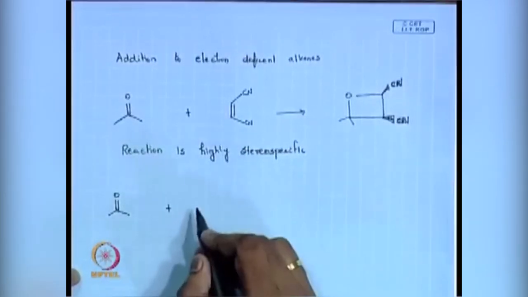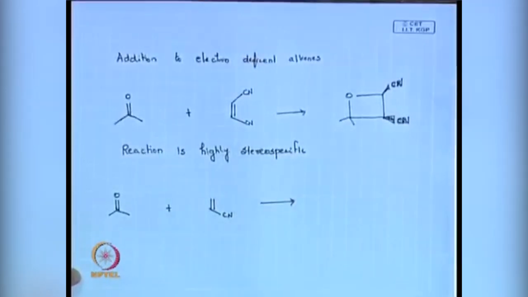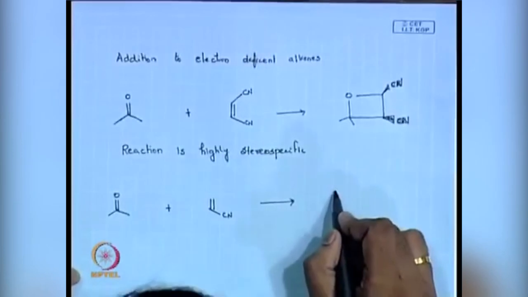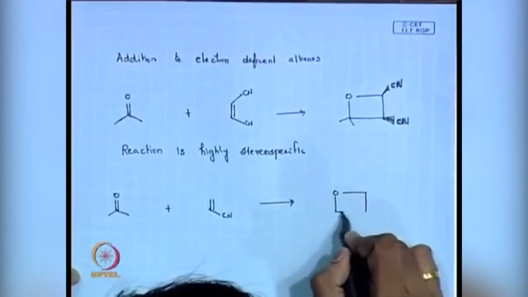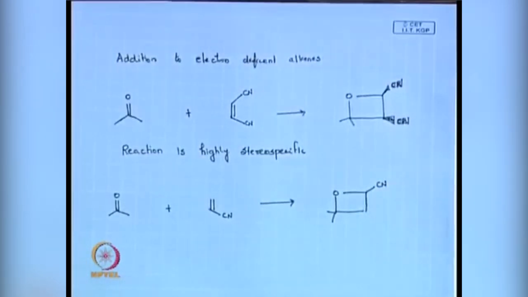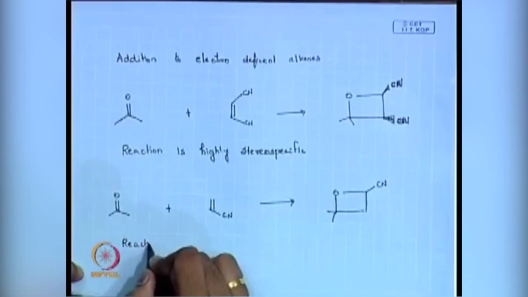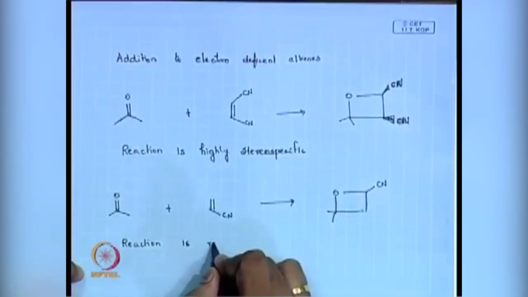If I take the same way like an electron deficient alkene like this and do the chemistry, I get only this product. I get only this product. I don't get the other product. So it's very nice. What it says now, the reaction is really just specific.